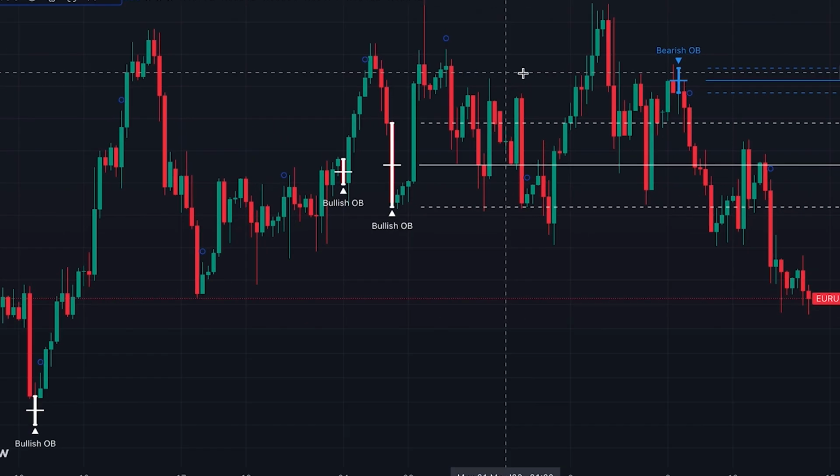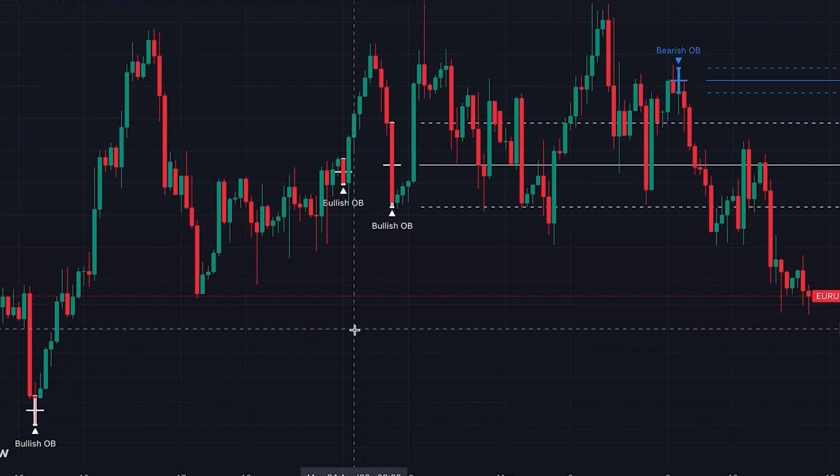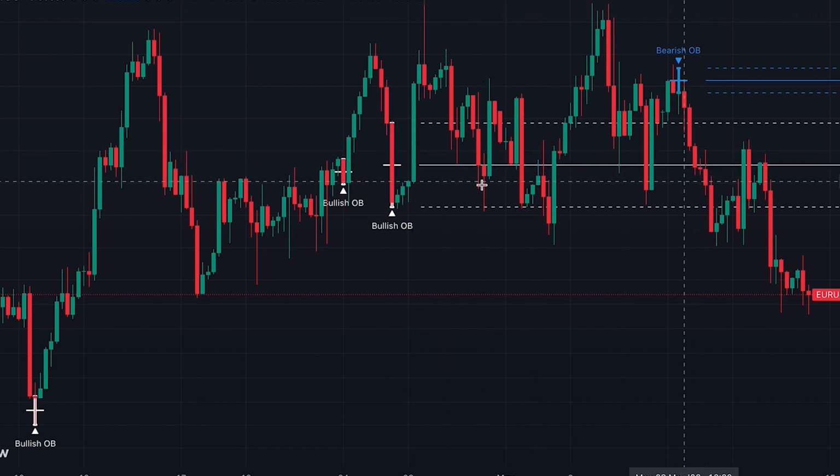So these bullish and bearish order blocks that you see on the chart are not buying or selling signals. They show areas of interest. In other words, potential areas acting as key levels, which I explained earlier with examples.